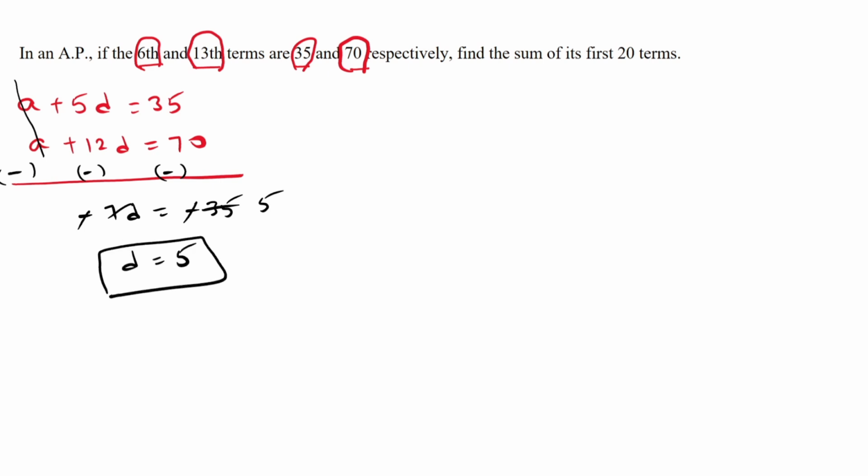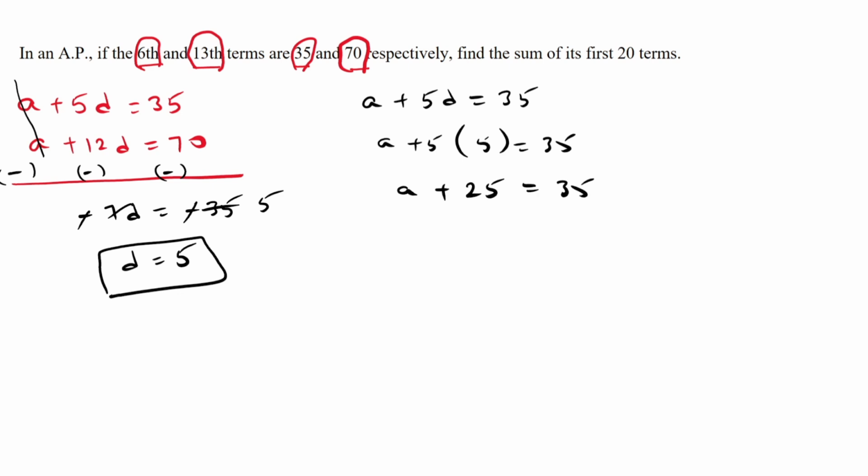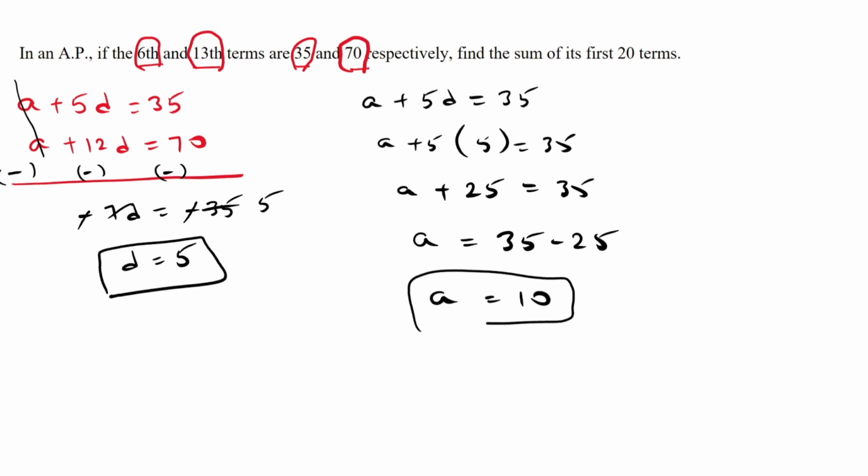Now let us substitute this d value in the first equation, a plus 5d equals 35. So a plus 5 into d value 5, which equals 35. So a plus 25 equals 35. Take plus 25 to the right side, then it becomes minus 25. So 35 minus 25, a value is 10. So a value is 10 and d value is 5. Now he is asking to find the sum of its first 20 terms.